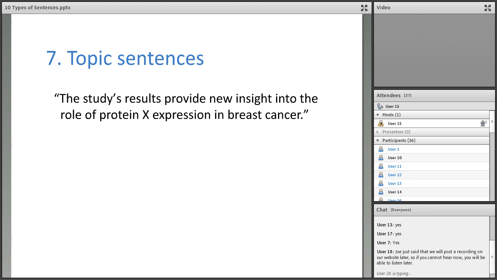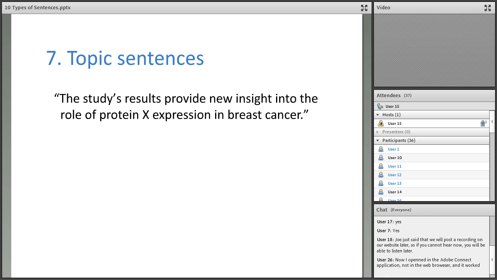So here are some generic examples. Say your study uncovers something new and exciting, you might use something like this. The results of the study provide new insight into the role of protein X expression in breast cancer. What would follow would be a description of perhaps what was already known about the relationship before your study, and then what the new information brings to that understanding of the relationship.